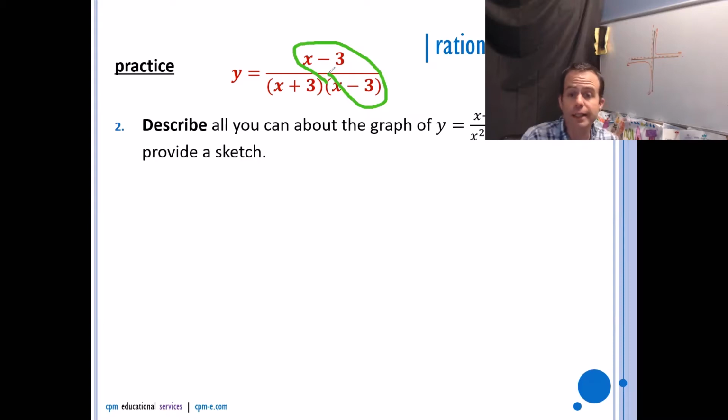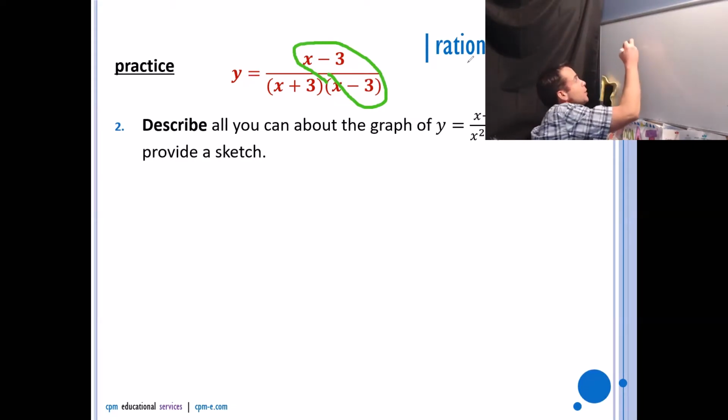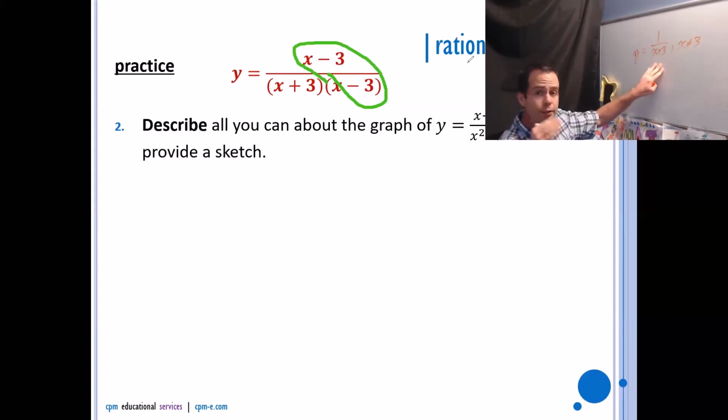Now the problem with that is I can't just say x equals 3. I need to say the actual point of discontinuity. So I need the y value. So how do I get that y value? Well, I know that it simplifies to y equals 1 over (x plus 3), but x can't be 3. Even though that x minus 3 has divided out in the simplified version, I still know that x can't be 3. So if I plug in the forbidden x value, I'm going to get out a forbidden y value.